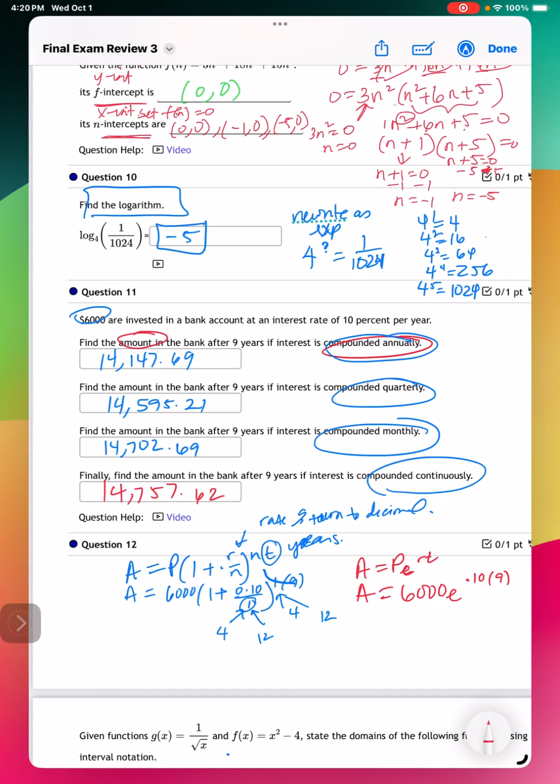Now, this is asking you for the amount, like how much was in the bank account. But if it would ask you how much of that was interest, let me switch colors to green, how much of that was essentially you making money for just leaving your money in the bank, the way you would get that is you would take the future amount minus the principal, or the original amount, and that would get you the interest.